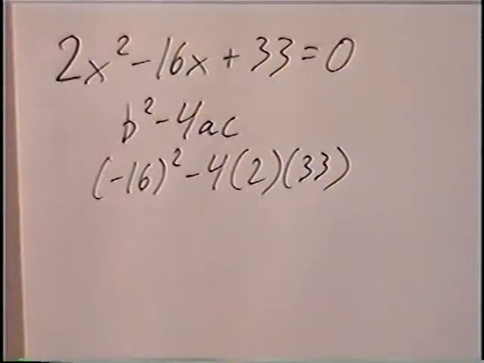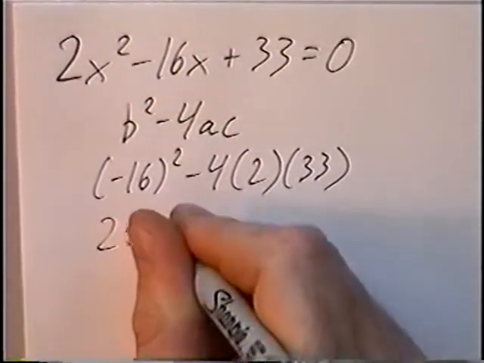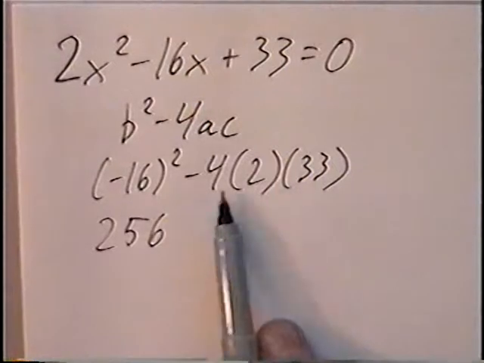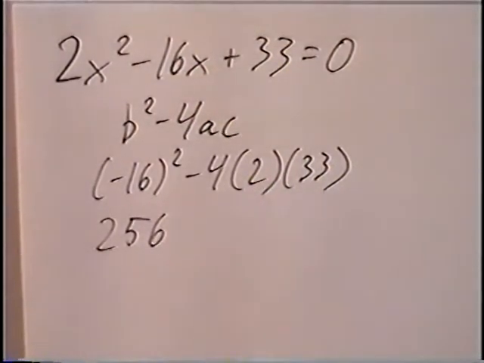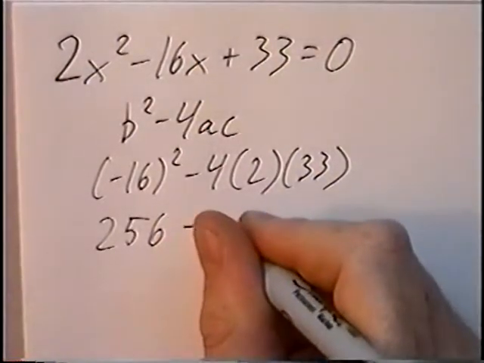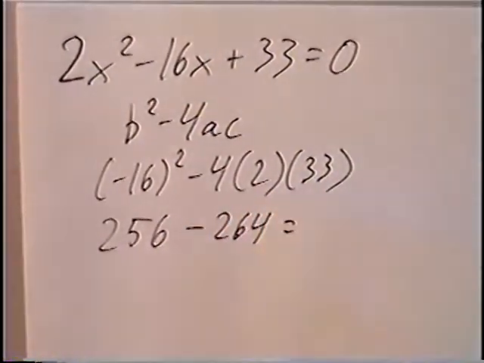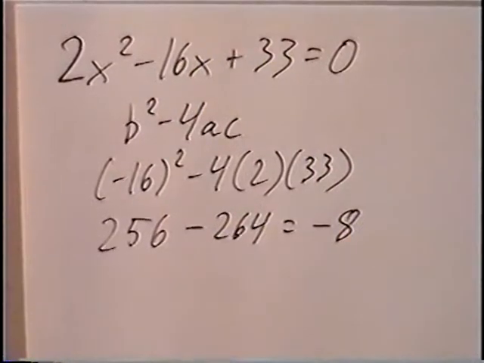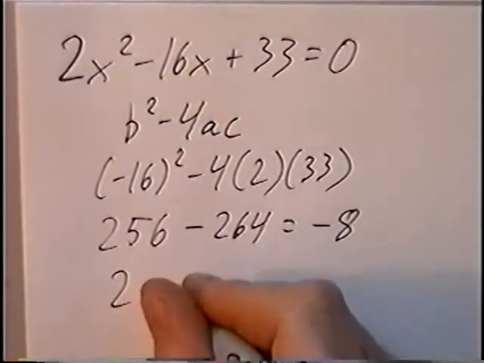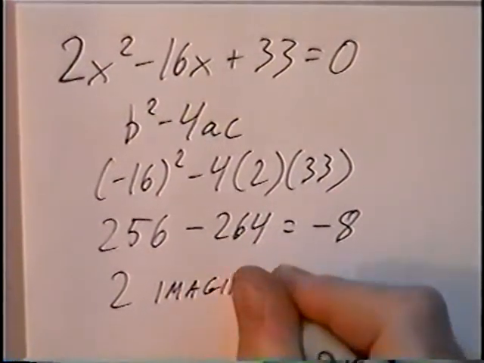Negative 16 squared would be 256. And negative 4 times 2 will be negative 8. Negative 8 times 33 will be negative 264. Subtracting 256 minus 264, we'll have negative 8. So the discriminant b squared minus 4ac is a negative number, or negative 8, which is less than 0. So this equation would have two imaginary solutions.